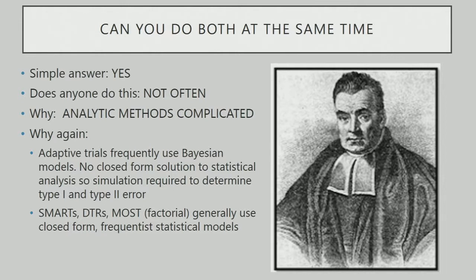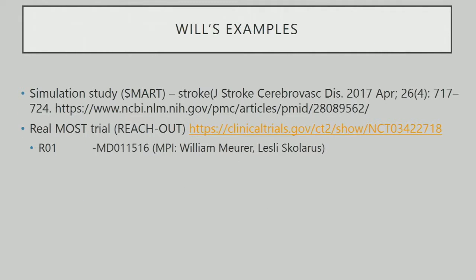Many adaptive trials use Bayesian models, and they're sometimes fitting models that are more complicated, that you can't write an equation to solve. And most of the work in SMARTs and most in DTRs has used more general closed-form frequentist statistical models. It's not to say these people can't talk to each other. This is the Reverend Thomas Bayes. And it could be done. It just hasn't been done yet. So anyway.